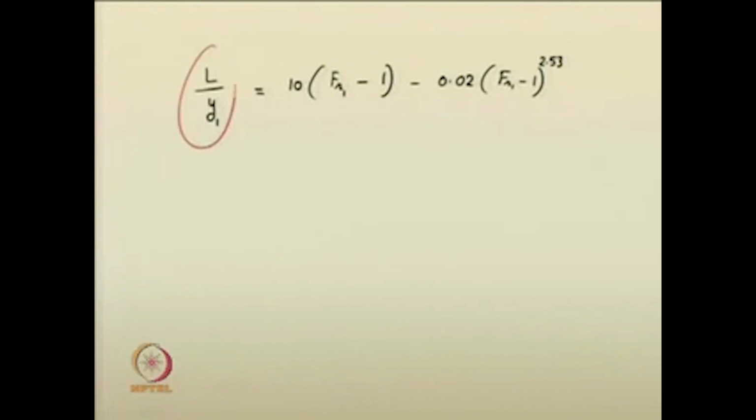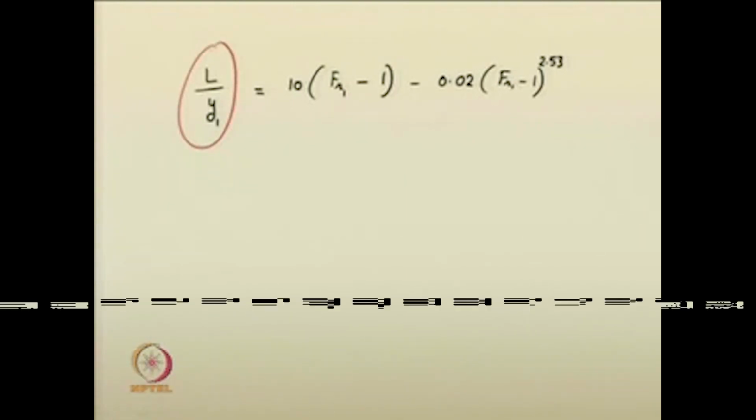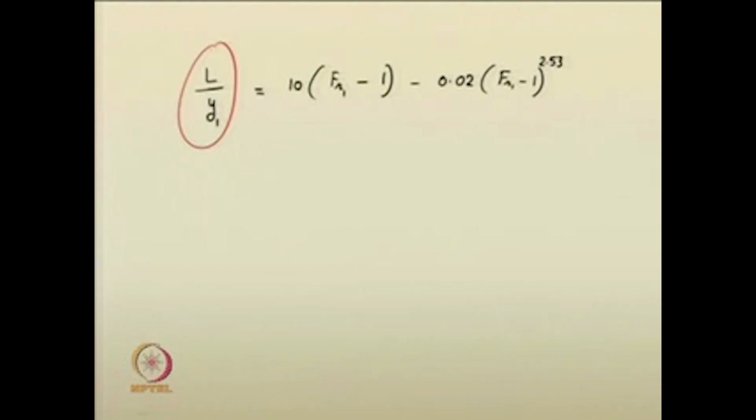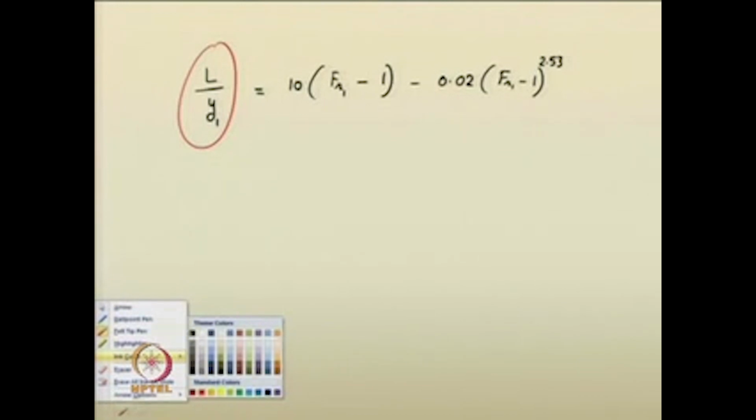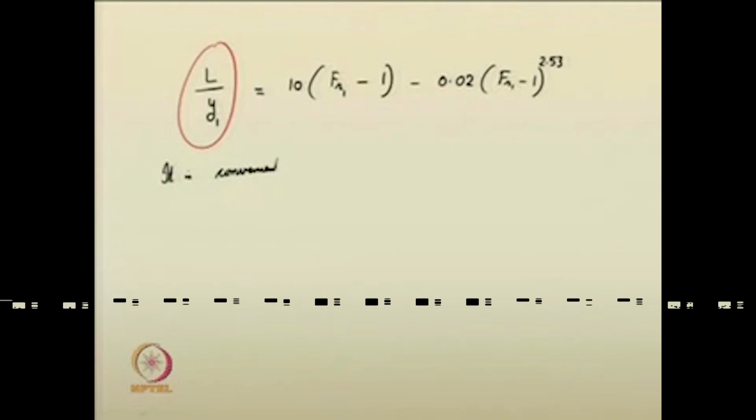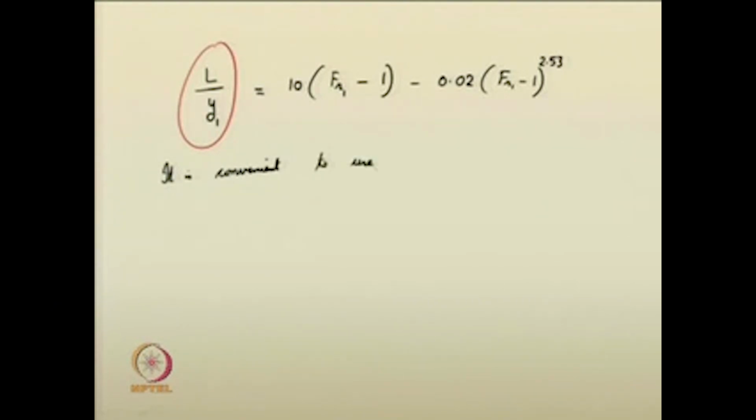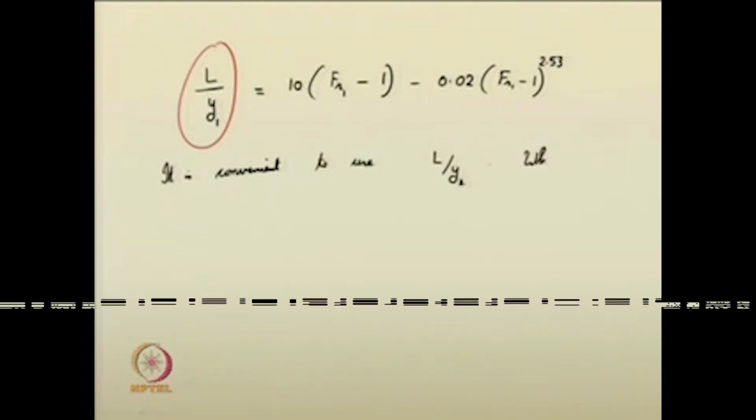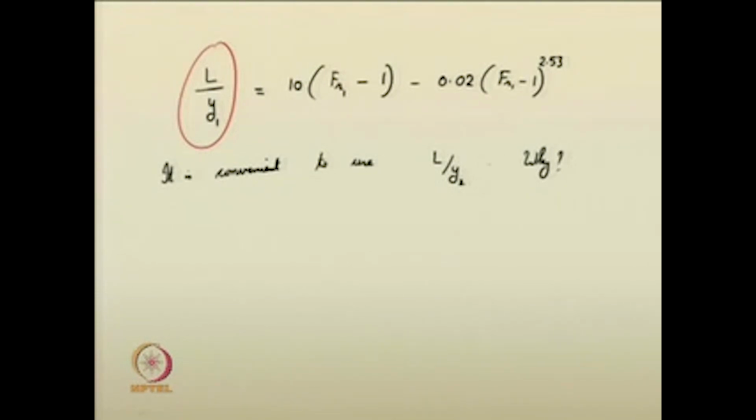You can see that this ratio was obtained by using the length of the jump with respect to the pre-jump depth, but mostly it is convenient to use the ratio L by y 2. Why? From their experimental analysis, it has been found that L by y 2 is the more convenient way of identifying the length of the jump.